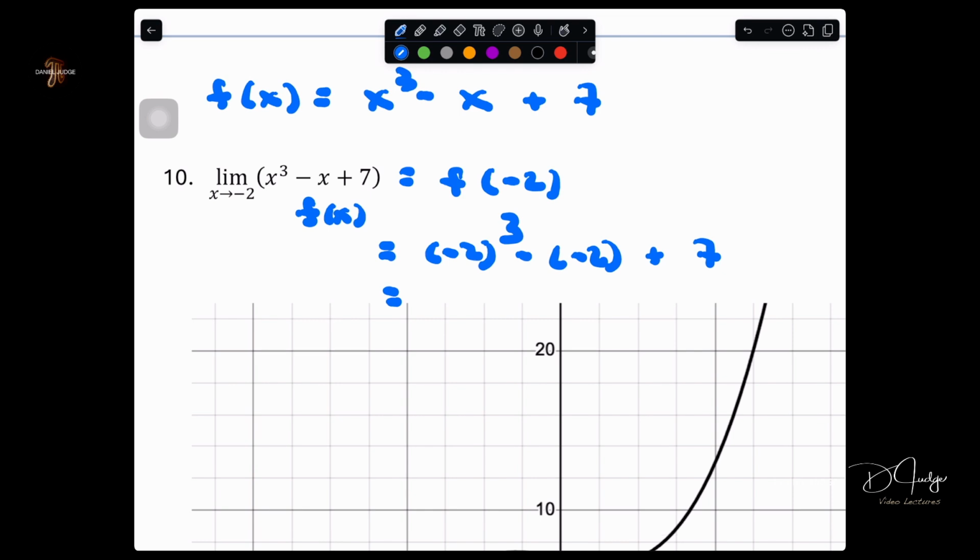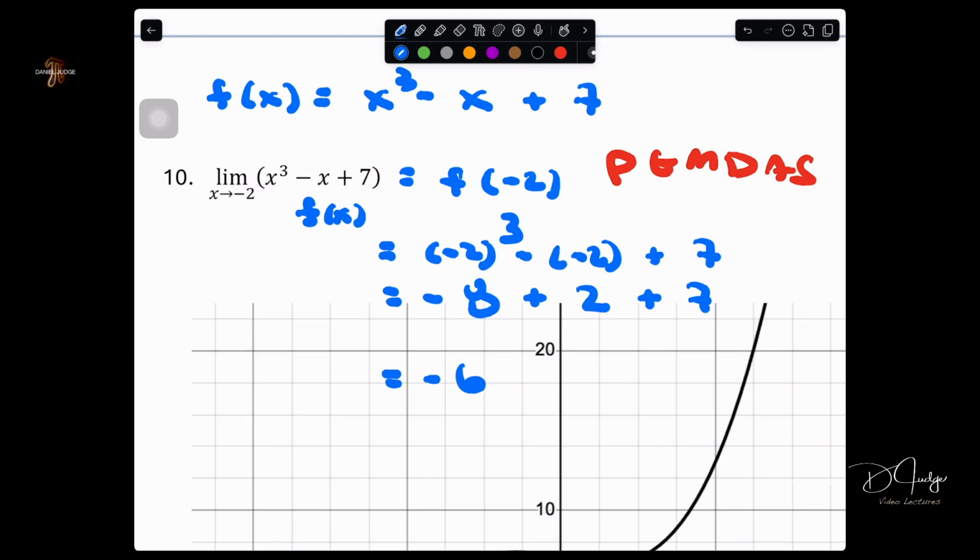So -2 to the 3rd power, because we're using order of operations. Please excuse my dear Aunt Sally. So we get -8, minus a minus makes this plus. We get -8 plus 2 plus 7, which will give you -6 plus 7, and then that equals +1. I did not use a calculator. I'm deducing the answers. So the limit as x goes to -2 is 1 for this polynomial function.